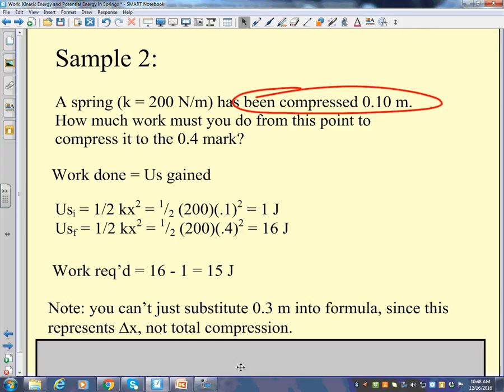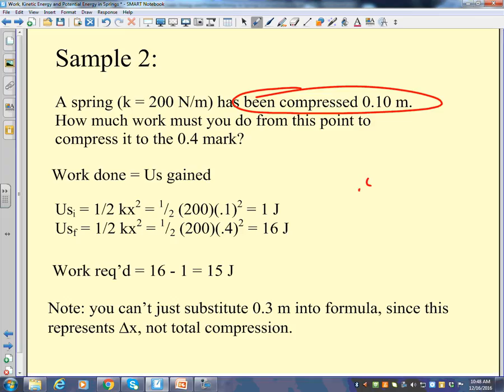Oh yeah, a little note here. You should probably write this down because people want to do this. They think, well, can I just go 0.4 minus 0.1 and get 0.3 and then take that and substitute it in there for the x? Okay? You can't. So the 0.3 is delta x, not the total compression.